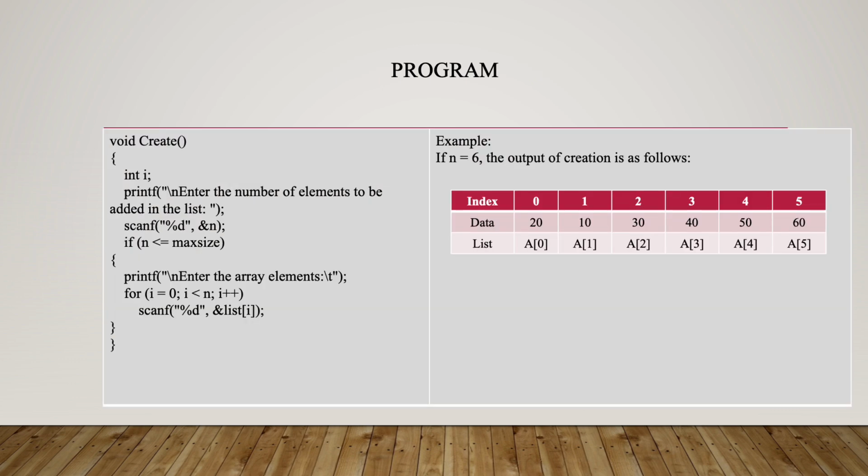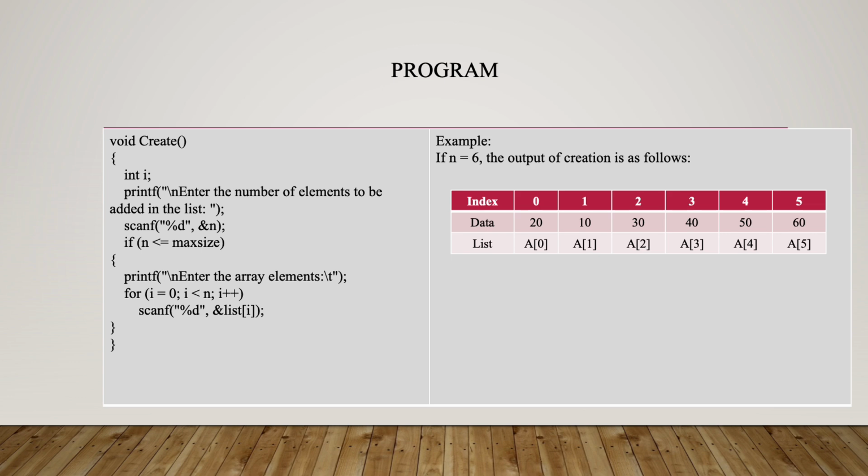So this is some example program. Here the function is called create, and it starts by declaring an integer variable i. When we use a for loop, the i can be used. Then it prints a message asking the user to enter how many elements they want to add into the list. The user types a number and this value is stored in the variable n.